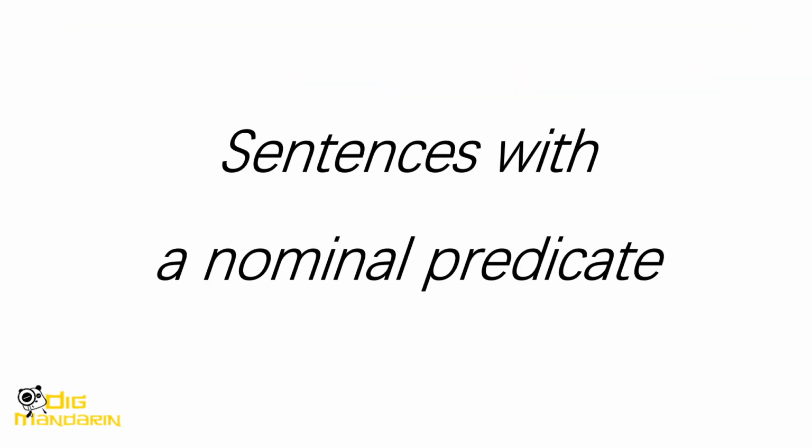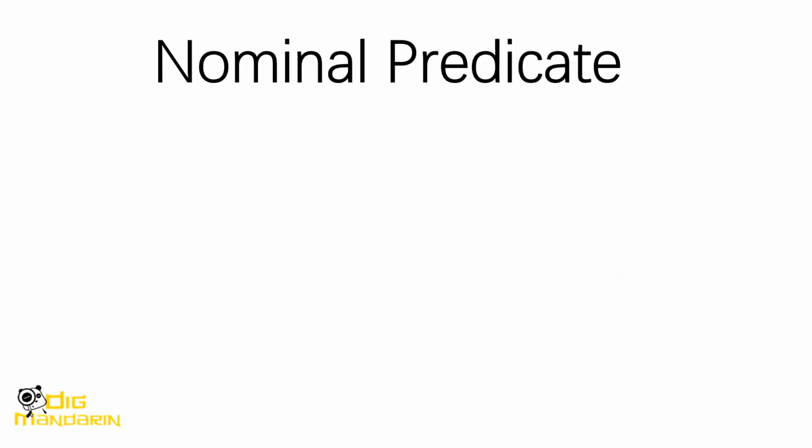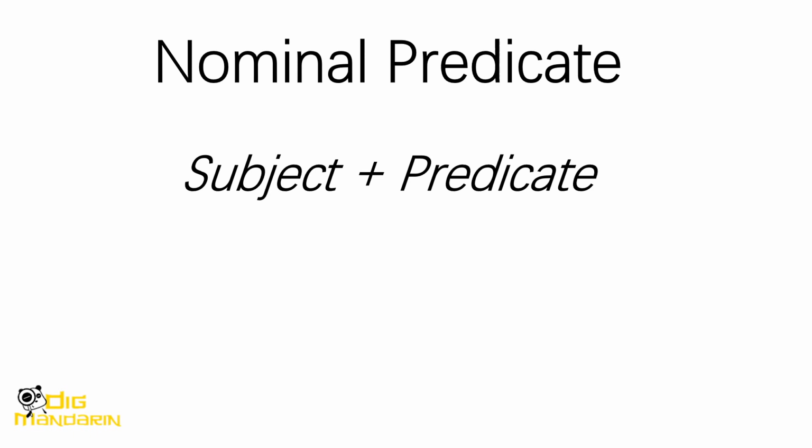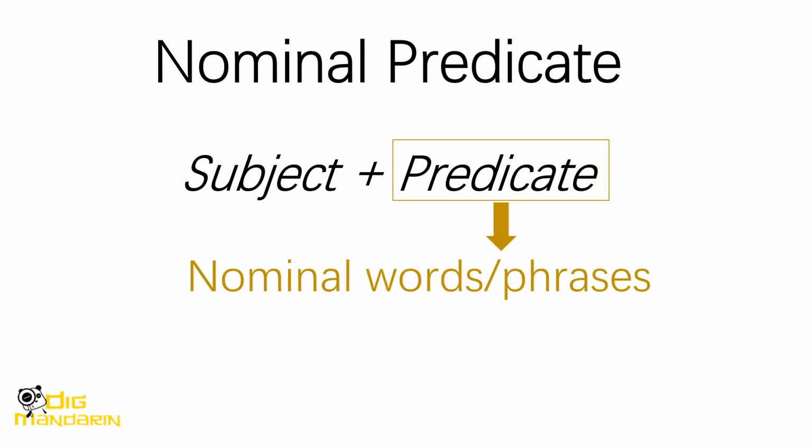Okay, here we come to the structure 7. Sentences with a nominal predicate. We have already learned the adjective predicate and the verb predicate, so this part is quite easy for you to understand. The basic structure is subject plus predicate. Here, the same rule. We can use a nominal words or phrases to function as a predicate. And for the negation form, we can use 不是.